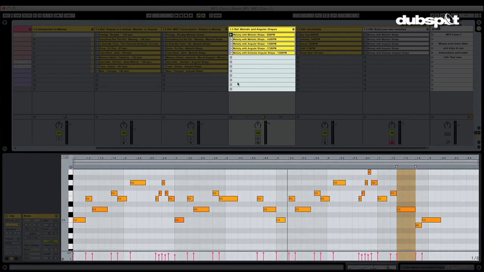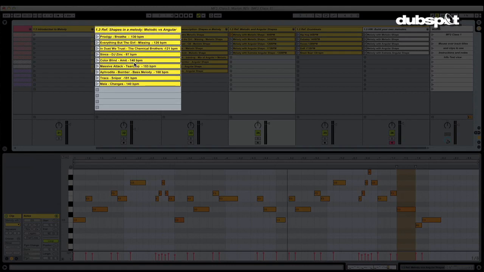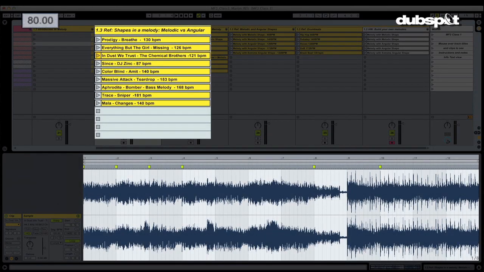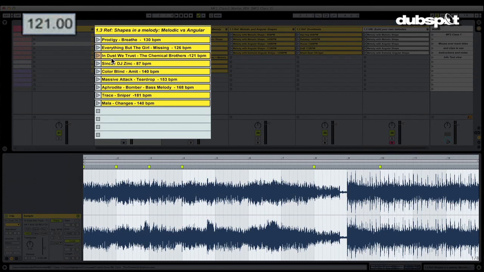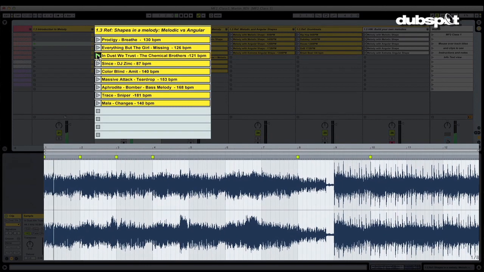Okay, so let's hear an example of a more melodic shape in some electronic music. We have a tune here by the Chemical Brothers called In Dust We Trust. Our BPM is 121, so let's change our project's BPM so we hear this at the right tempo. And again, this is going to be utilizing more skipwise and stepwise motion, not quite as much leapwise motion. We can hear this in the bass line. All right, so let's check this out.